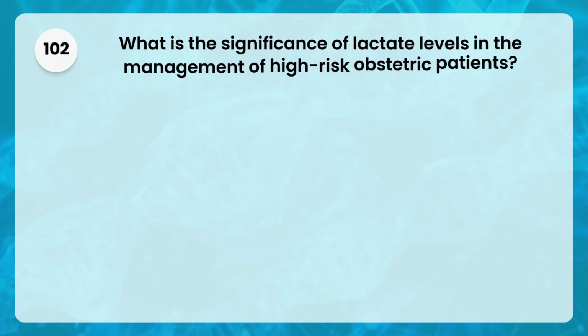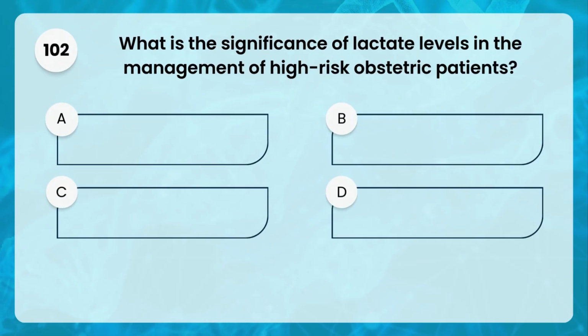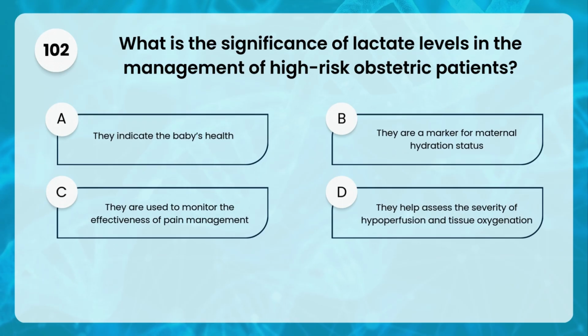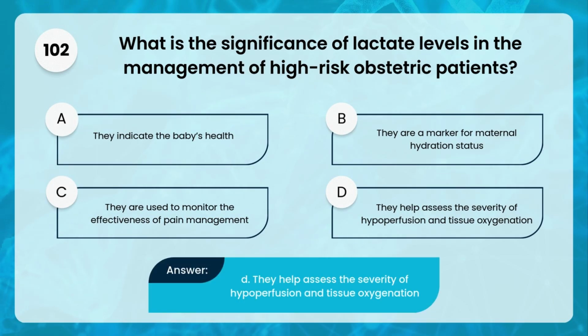102. What is the significance of lactate levels in the management of high-risk obstetric patients? A, they indicate the baby's health. B, they are a marker for maternal hydration status. C, they are used to monitor the effectiveness of pain management. Or D, they help assess the severity of hypoperfusion and tissue oxygenation. The answer is D. They help assess the severity of hypoperfusion and tissue oxygenation.